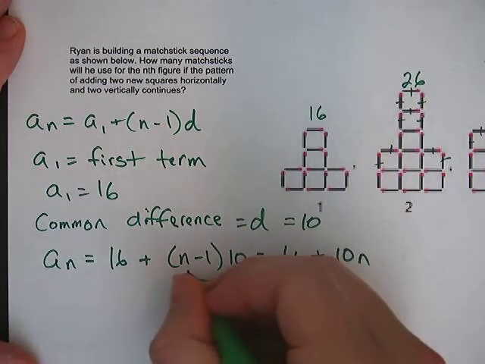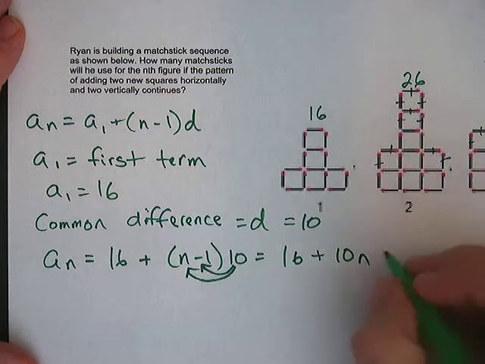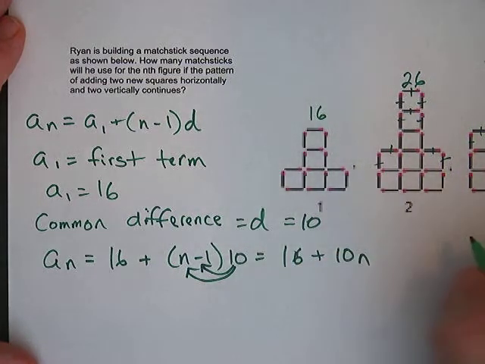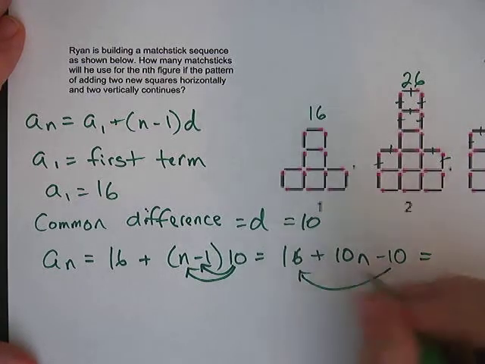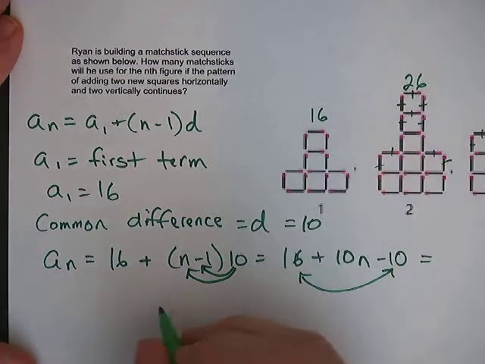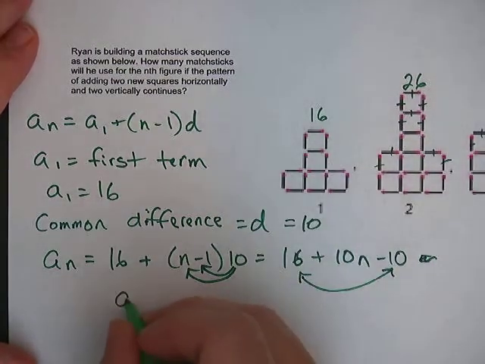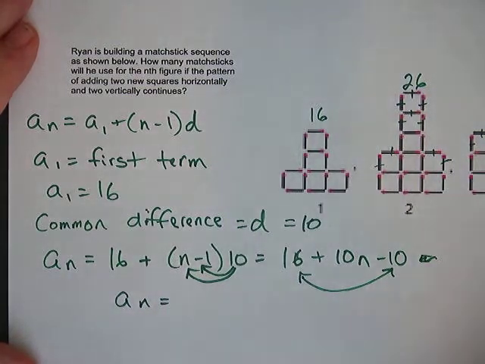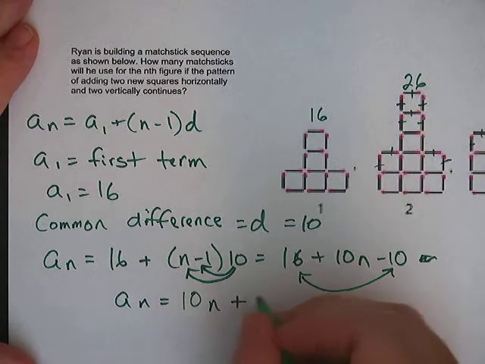So that's 16 plus 10n. I'm just distributing here. Okay, so 16 plus 10n minus 10. And then let's combine those two terms. Let's write it down here. So a sub n is equal to 10n plus 6.